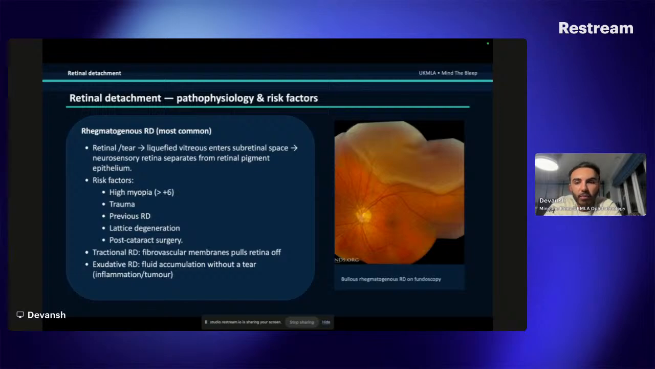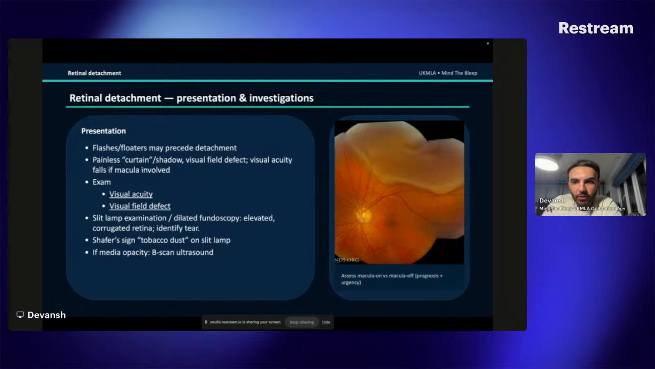And if, for example, a patient has a tumor or there is inflammation ongoing, then exudative retinal detachments can also lead to that fluid accumulation and contribute towards the retina detaching without a tear itself. But for UKMLA purposes, the primary thing to focus on is PBD, which predisposes to retinal detachments occurring.